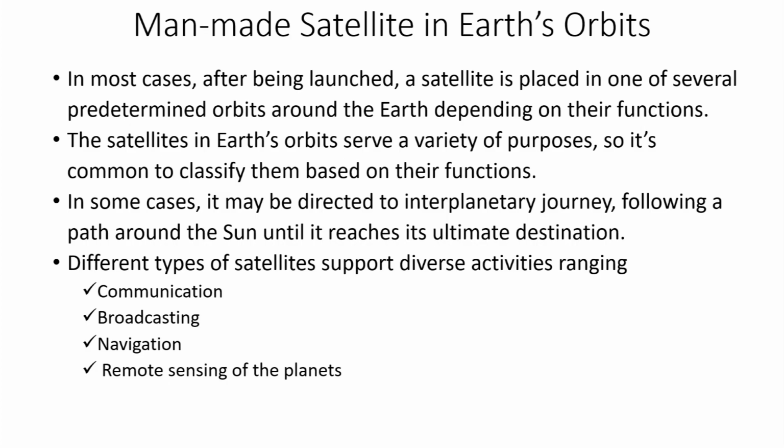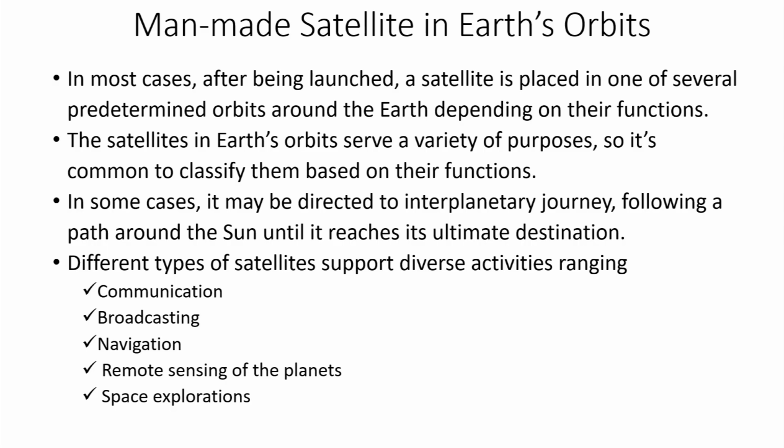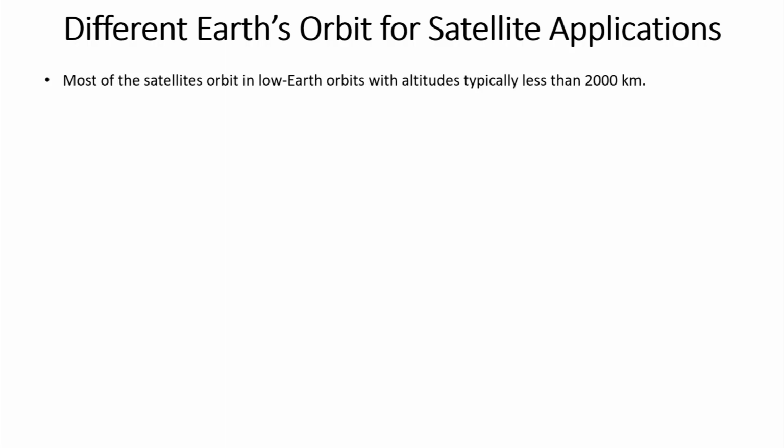Another important application of satellites is remote sensing of the planets. Using the instruments on board the satellite you can know about the atmosphere of the planet and the structure of the planet. All those things can be derived using satellite based instruments. There can also be space exploration, that is space research, knowing about the other planets and their atmospheres, or even going beyond the planets to see what is happening there. All these things can also be done by space based instruments. So, we will discuss the different orbits for satellite applications.